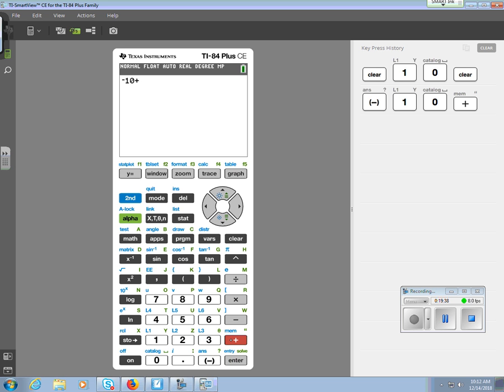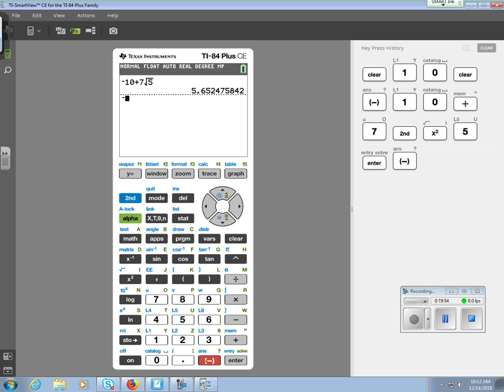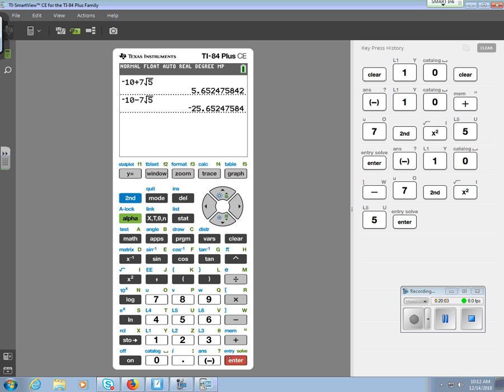First, let's do plus. And then it was 7 root 5, so 7 times the square root of 5. Enter. So about 5.65 seconds for time. Or, with minus, negative 25.6 seconds.